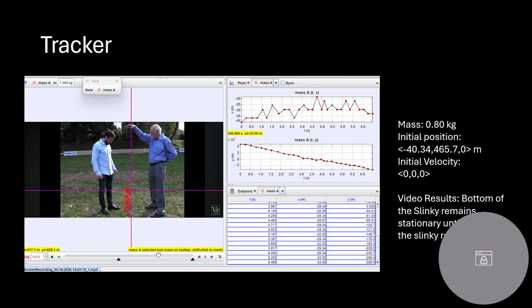Okay, and here we have my tracker model. The assigned mass I found from just looking up the mass of a standard metal slinky, so it's 0.80 kilograms, and the initial position I gained from tracker. The initial velocity was 0 because the slinky starts from rest. The video result is that the bottom of the slinky remains stationary until the top of the slinky reaches it.